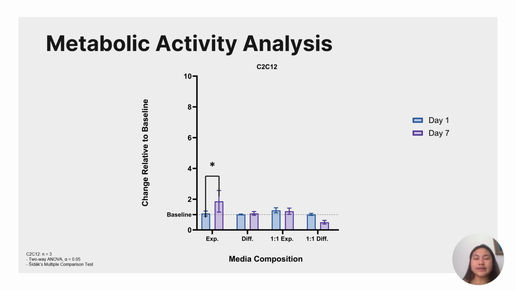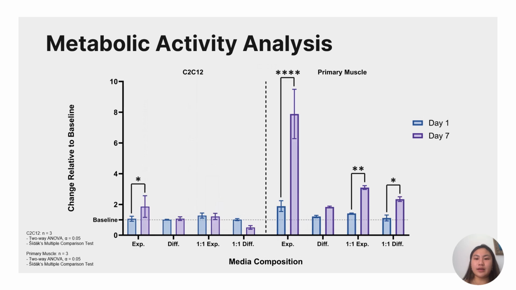But when we compare this data to the primary muscle cell data, there is a lot more statistical significance in metabolic activity between days 1 and 7, especially with the expansion media alone. That treatment group had a very significant difference in metabolic activity. So this data shows that chondrogenic media is not detrimental to primary muscle cell growth, and if anything may increase their metabolic activity.